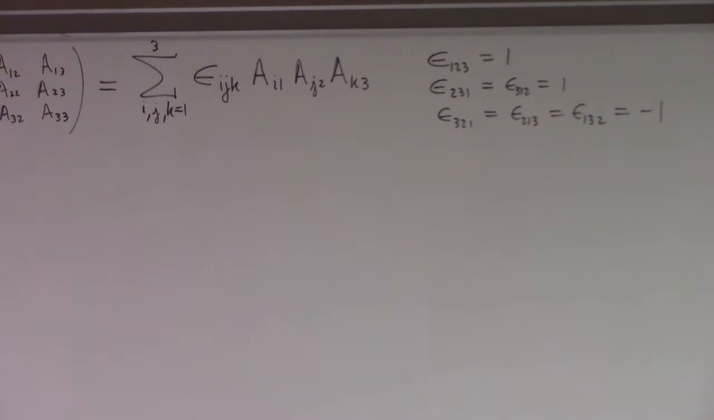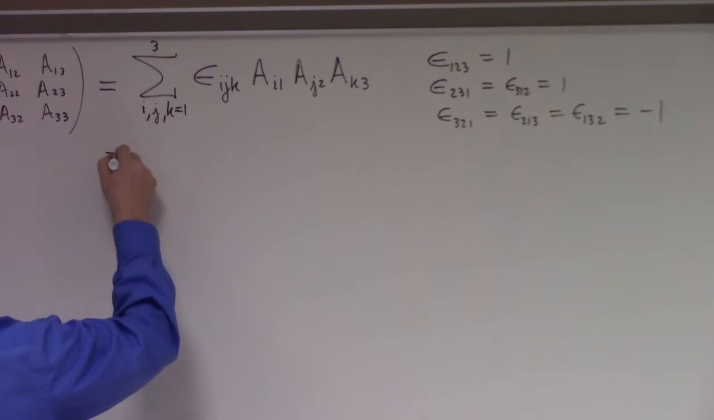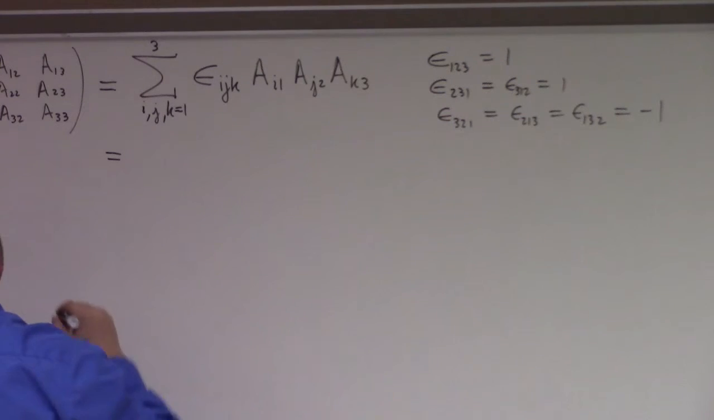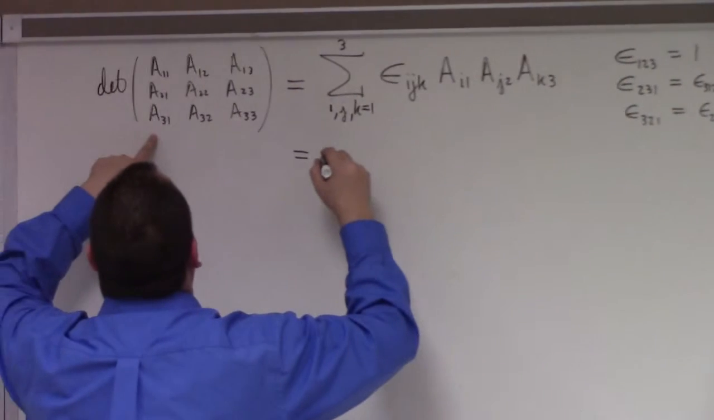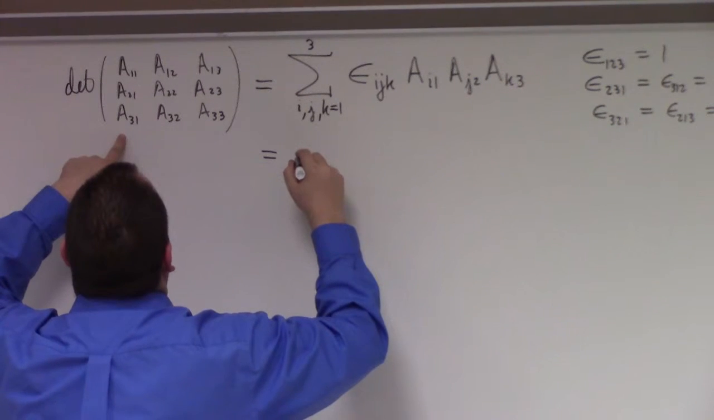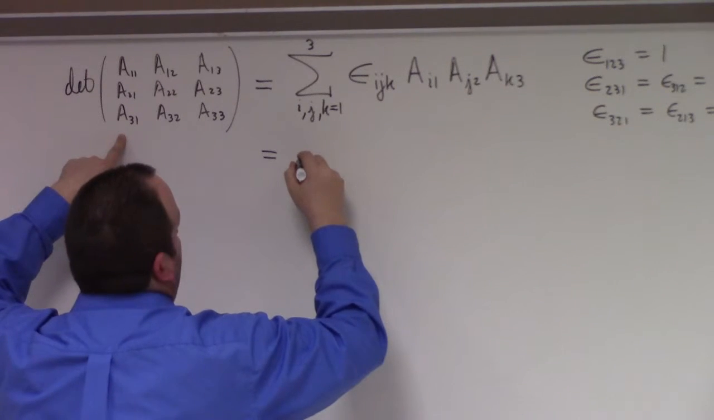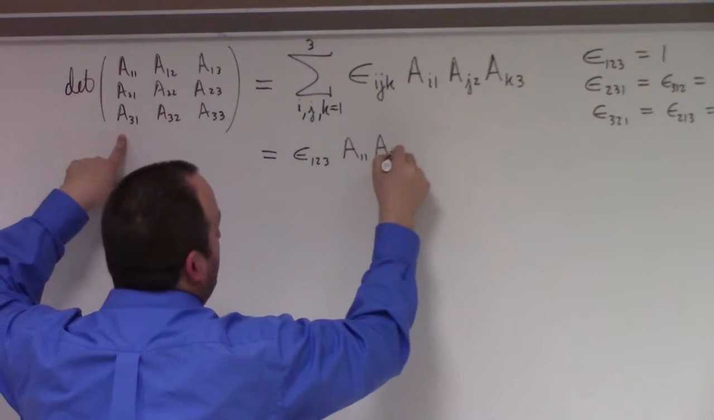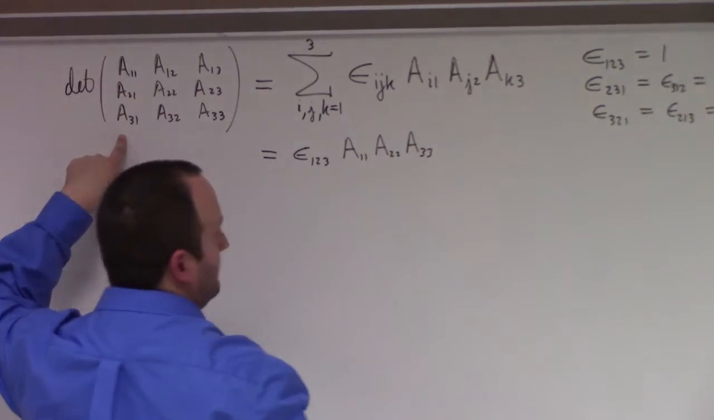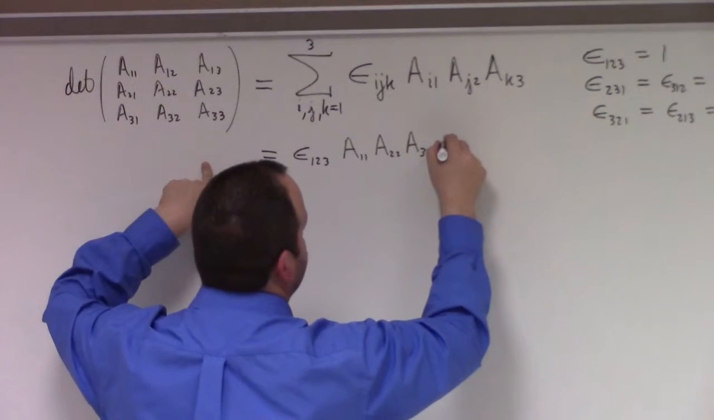Just like the formula that I was projecting earlier that we found from row reduction, that sum of 6 things had 6 things, 3 pluses, 3 minuses, no accident, of course. This is just a slick way of writing those terms we found. And so what that gives you, of course, is: epsilon 1, 2, 3, A1, 1, A2, 2, A3, 3, right? And so forth.